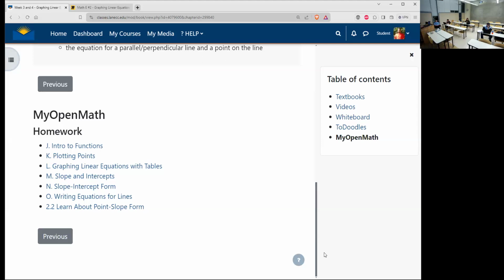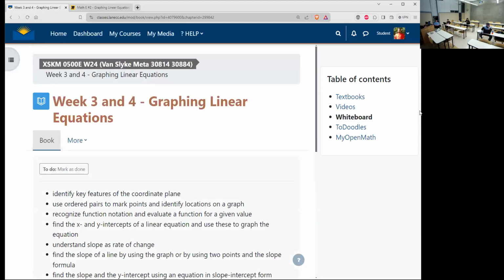Okay, so that's basically what we do. We have a syllabus, pay attention to that, and then for each math topic, you have textbooks and videos to look at outside of class. We use the whiteboard and to-doodles in class, and then you do homework to make sure it's actually working. Questions about any of that before I start the math topic? No? Okay, let's start.